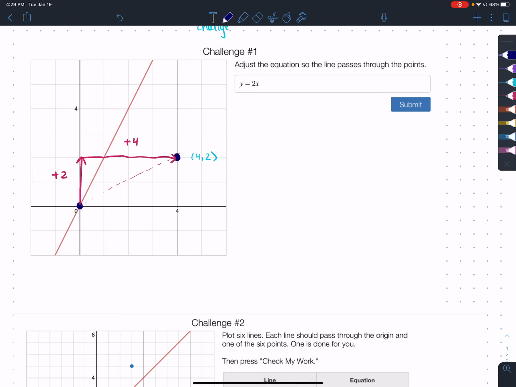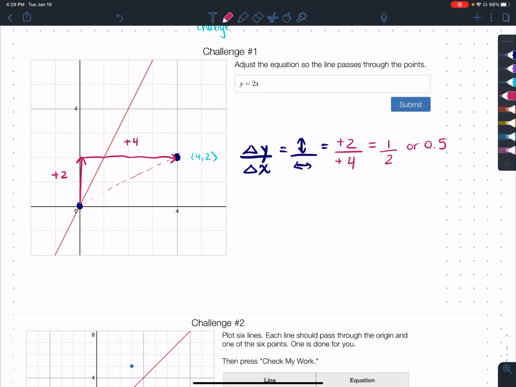You can use your formula, the change in y over the change in x, or you can think of it like this, vertical over horizontal, however you think of it. Vertically, we've gone up, so plus by 2. We've gone to the right, which is plus by 4. And then this can get simplified as 1/2 or 0.5.